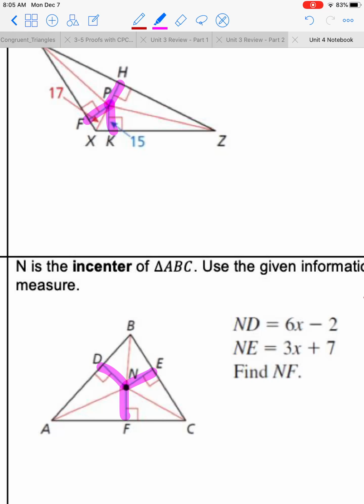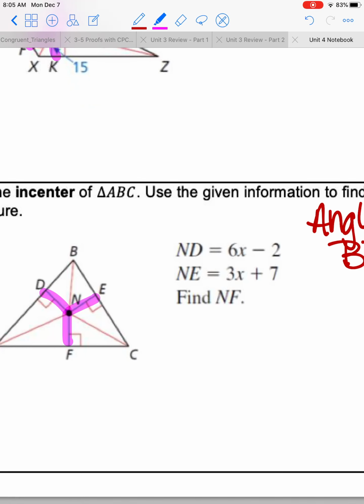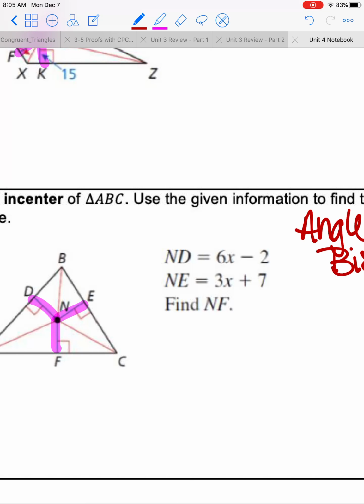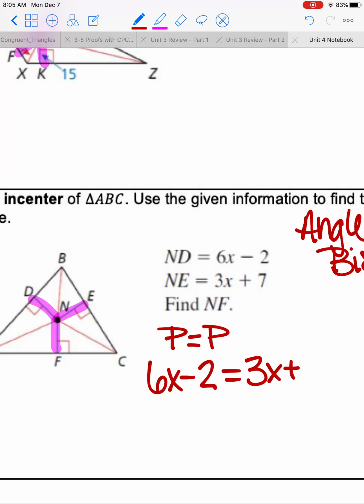Well, we just talked about that anytime you have angle bisectors, the incenter is where the angle bisectors meet up. The distance from that incenter to the edge of the triangle are always congruent. So we know that ND and NE are the same, so we can set up part equals part. So we can say 6x minus 2 equals 3x plus 7, and we can solve that. Move your 3x over, leaves you with 3x, add the 2 over, gives you 9, divide by 3, x equals 3.